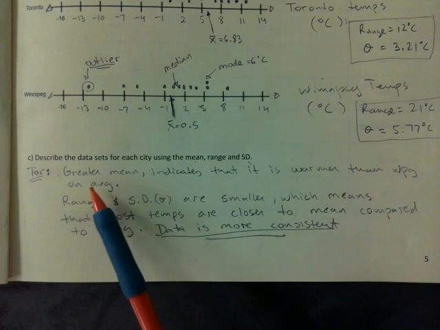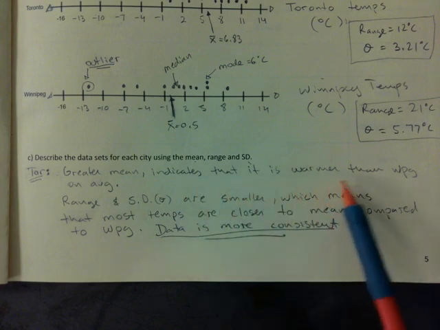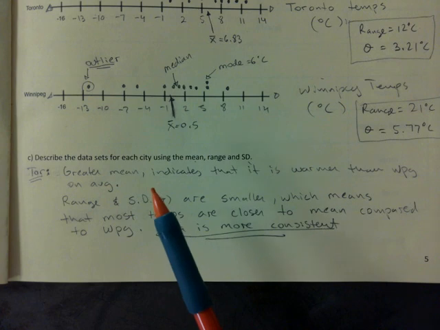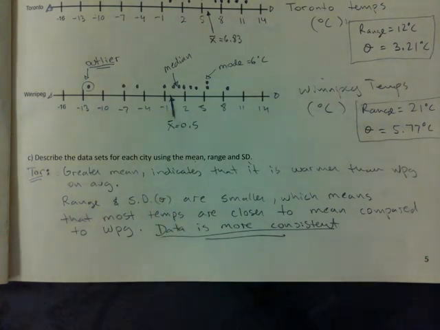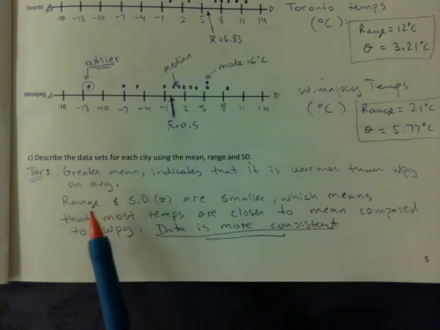So on page 5, Toronto has a greater mean. If we just talk about the mean first and foremost, it indicates that it is warmer than Winnipeg on average. That's what the mean tells us. It could be the longevity of, like we'll talk about batteries. It could be a height, like people are taller in one city or country compared to the other. So the mean, just look at the data and base your answer on the data that you've collected, okay?